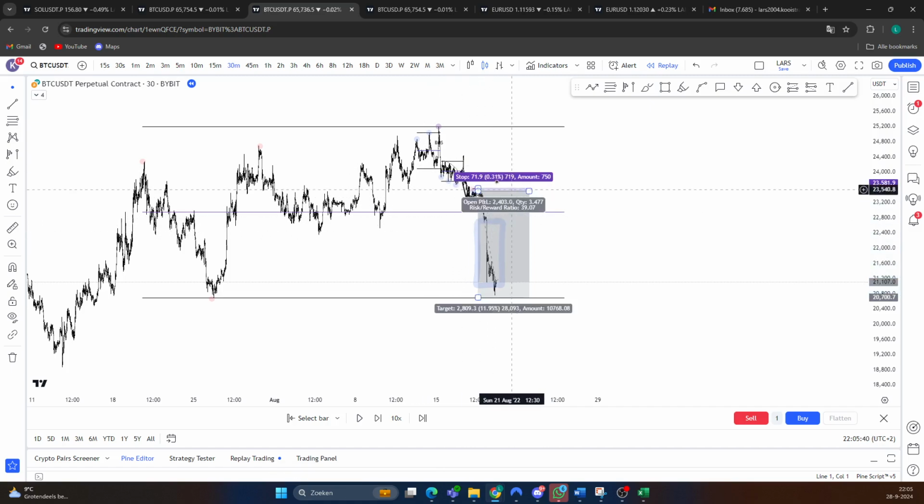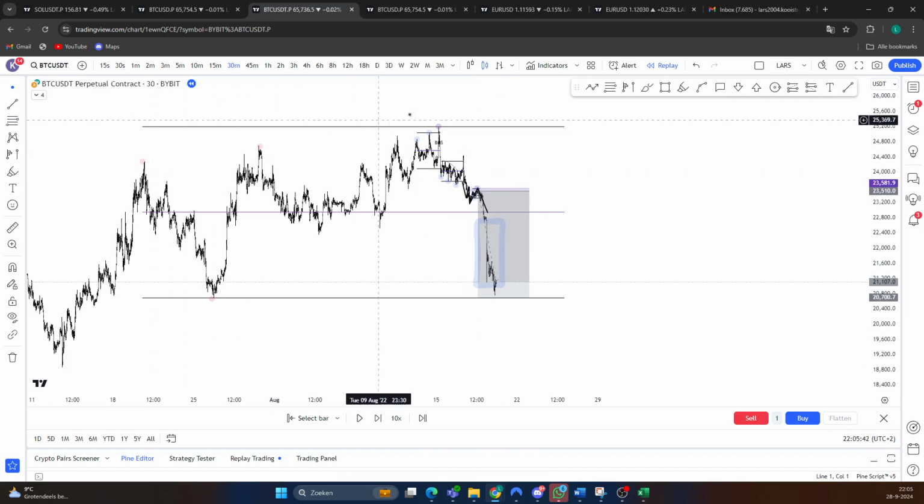And right here you can see a normal Model 1 distribution instead of a higher time frame distribution that has a range inefficiency.